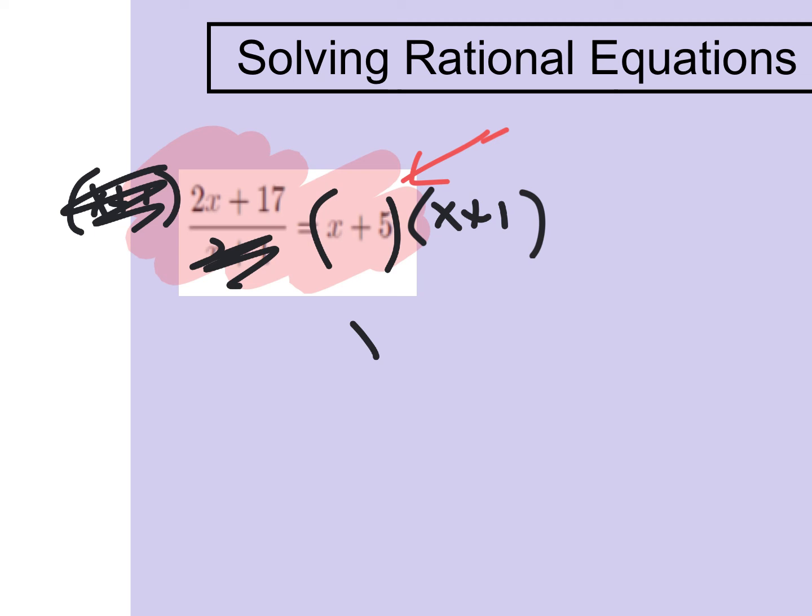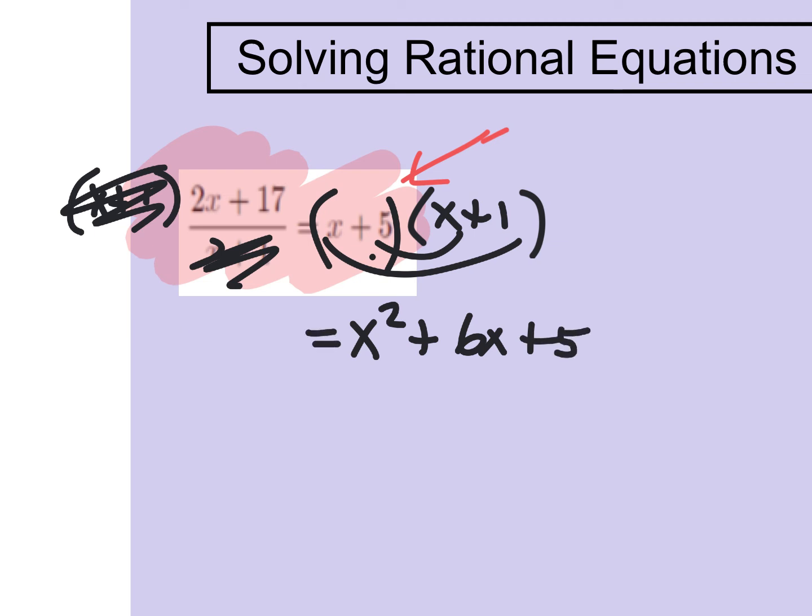So let's just get this going. It's x squared plus 5x plus another 1x makes 6x plus 5. And then I still have 2x plus 17 here. Now I'm going to subtract the 2x from both sides, and I'm going to subtract the 17 from both sides.